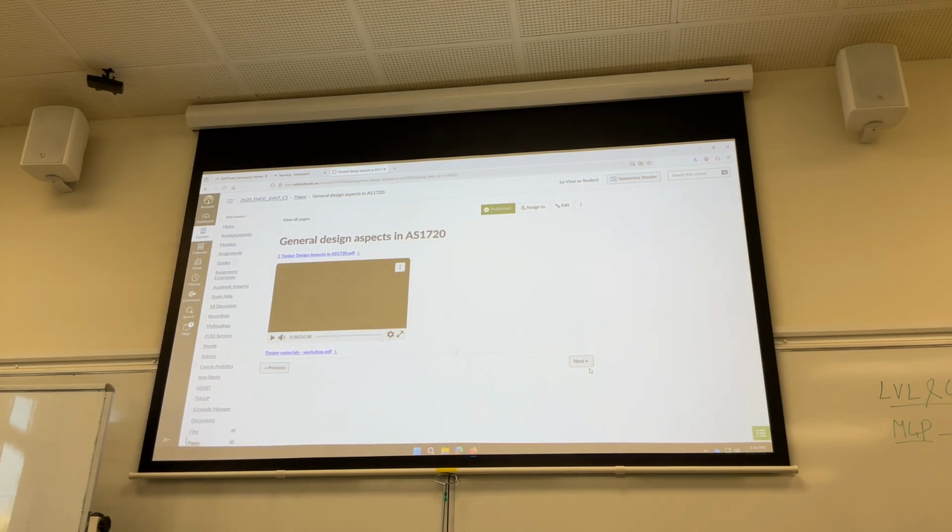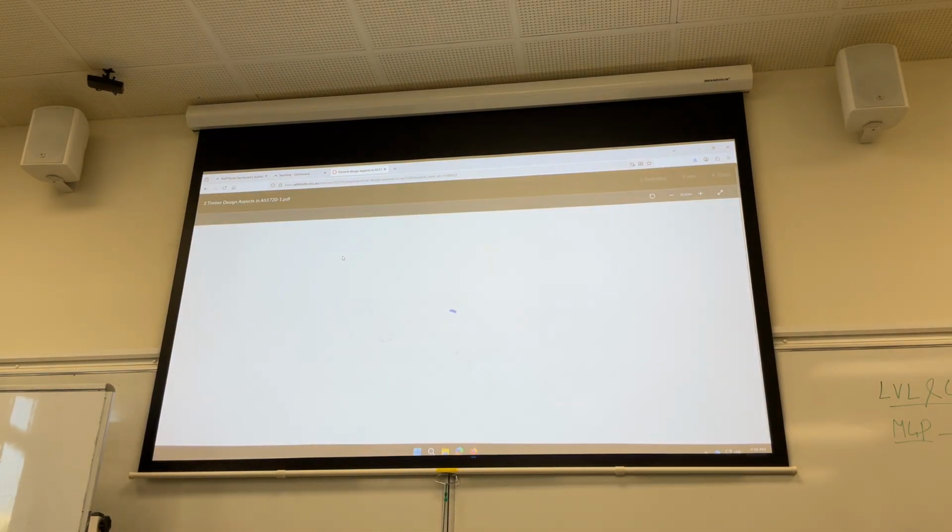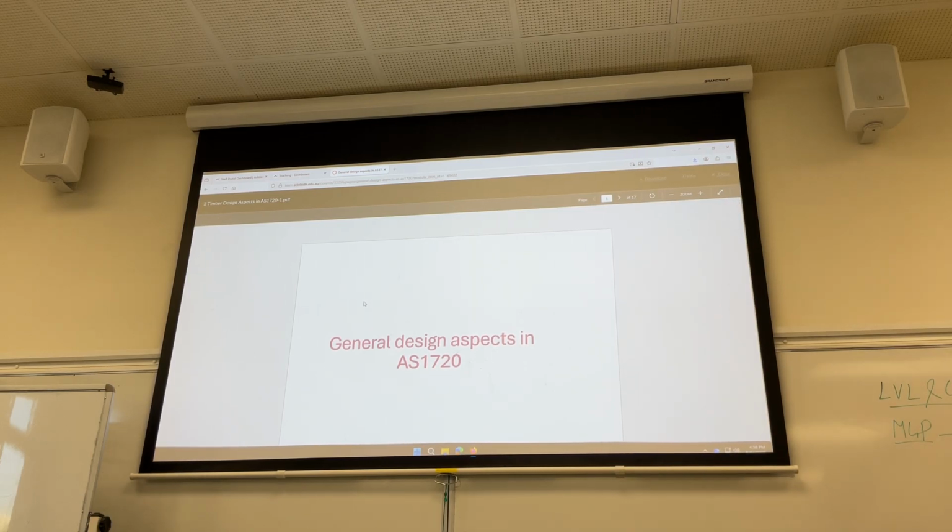Now what is the second part? What is the timber design? Which standard are we using for timber? AS 1720, part 1.